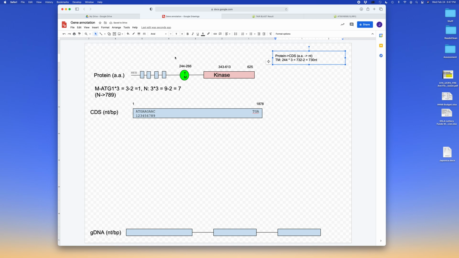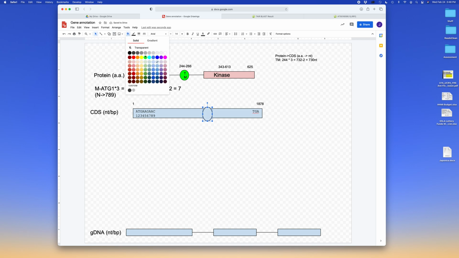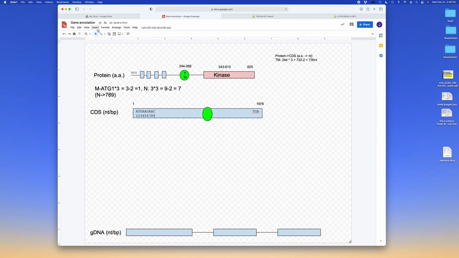I'm going to go over here and draw a little oval. Let's color it green so that I have a consistent color scheme. That position is going to be 730. So we have our TM, which is 732. So 730 to 732 would be the codon.